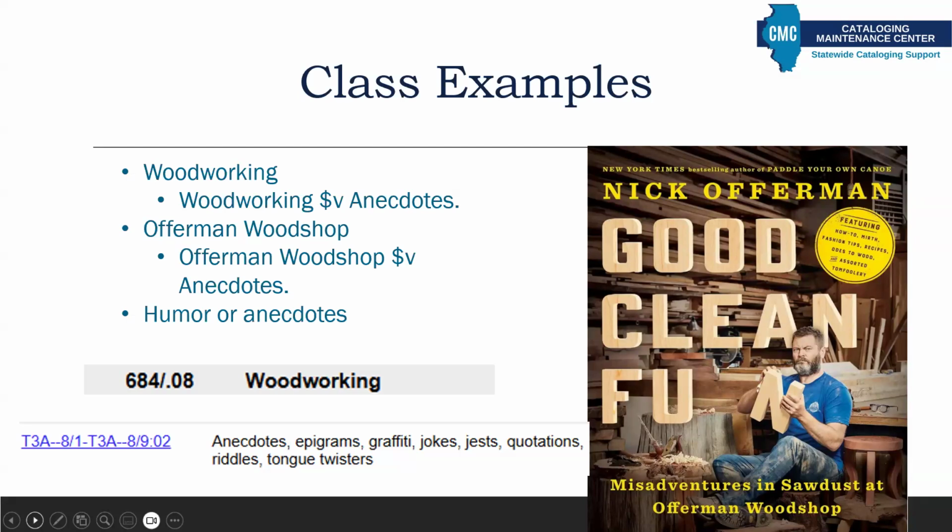anecdotes there. However, the notes for the section tell us to look at the manual for the section, and it relays you can add the 02 from the T3A table if it's, quote, for humorous literary works without identifiable literary form. As these are anecdotes, which are a literary form, we cannot add the 02. Therefore, our Dewey number is 684.08.